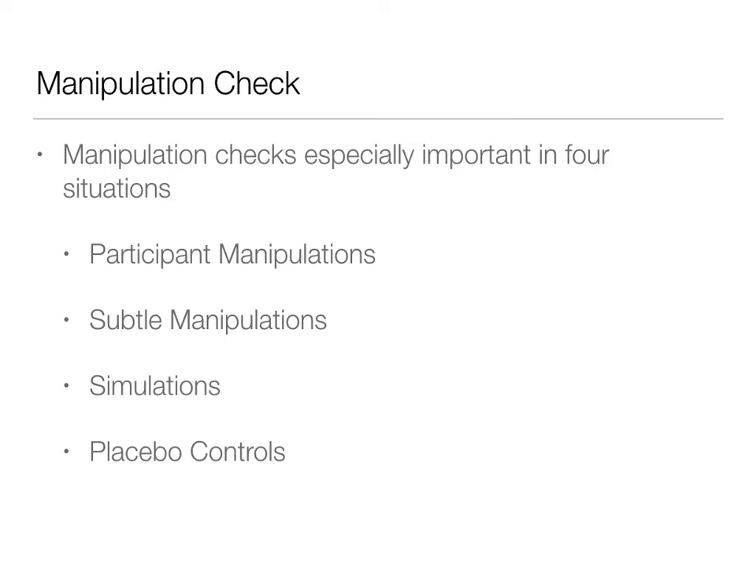And finally, in a placebo control. So a placebo, remember, is when somebody thinks they're getting the treatment, but they're not really. The most generic form of that is the sugar pill in a medicine study. A placebo control can be done behaviorally as well.